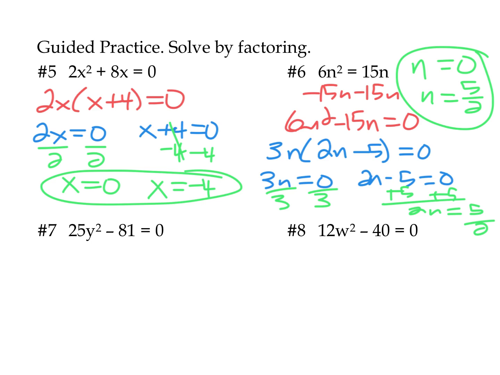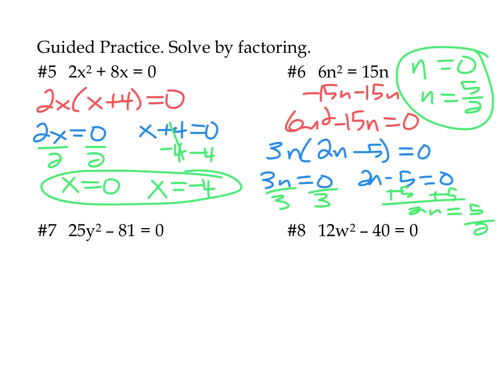And just like solving any equation, we could plug those back into our original equation. If I put a 0 in here for n, 0 squared is 0 times 6 is 0 equals 15 times 0 is 0. I could put 5 over 2 in. I could square 5 over 2 times 6. Then I could do 15 times 5 over 2, and those come out equal to each other. So you can plug those values back in and make sure they work. Just like any time you solve an equation, they should be what make the original equation a true statement.